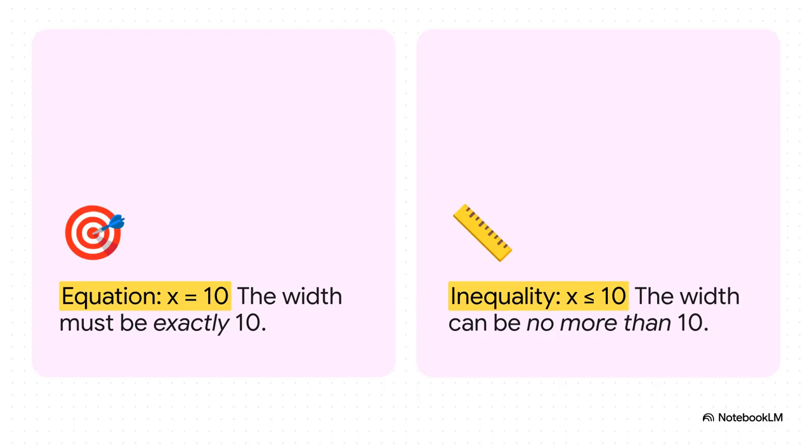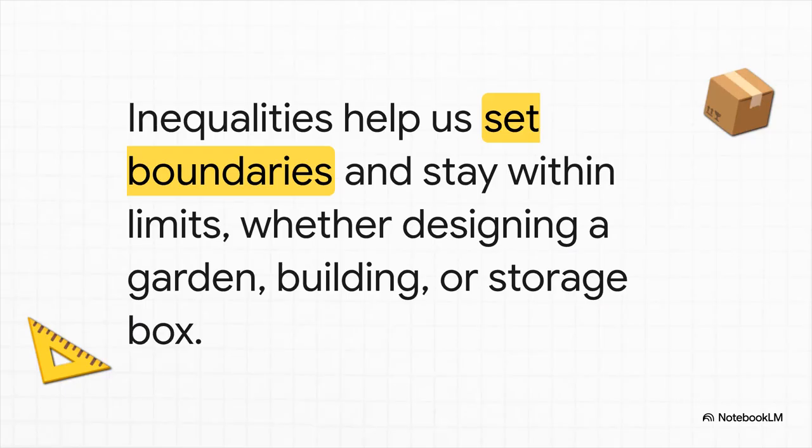But an inequality creates a flexible boundary. X is less than or equal to 10 means the width can be 10, sure, but it can also be 9 or 8.7 or 5.5, just as long as it's not, say, 11. It literally gives you freedom within a limit. So here's the big idea.